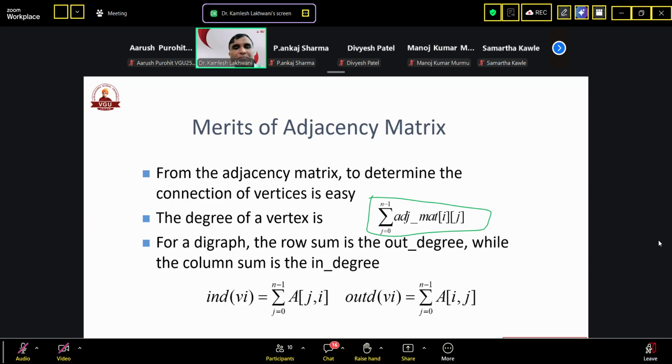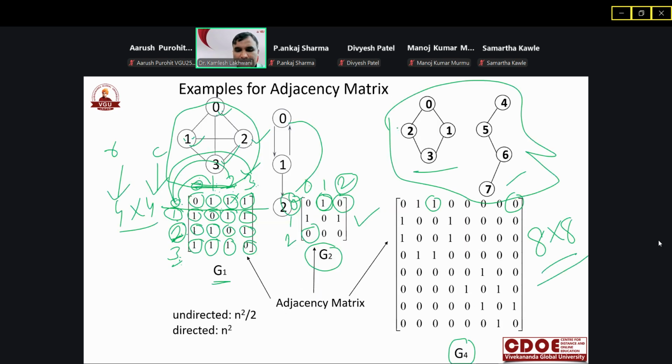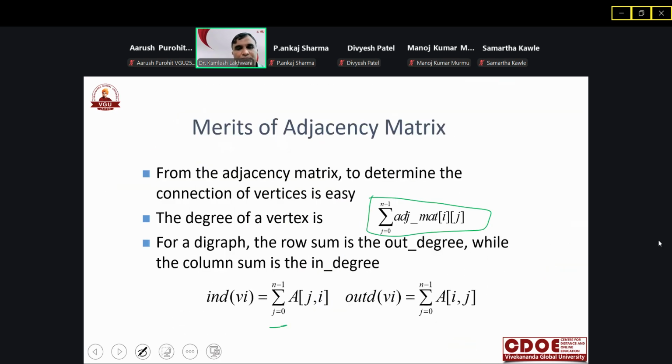Another, for a digraph, means directional, whereas direction from 0 to 1 and 1 to 0, the arrow having direction, right? In that case, in degree and out degree can be calculated. So this formula can be utilized to calculate the in degree, and that formula can be used to find out the out degree, right?